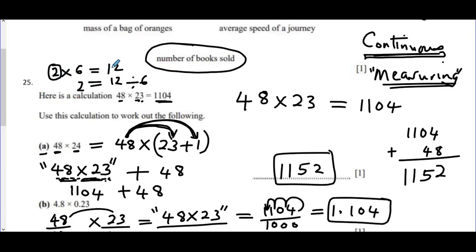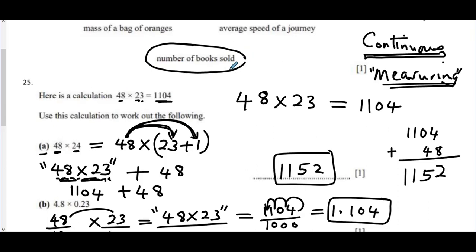Or what if I do 12 divided by 6? Sorry, 12 divided by 6 then. What if I do 12 divided by 2? 12 divided by 2 will be this answer here, okay? I think you understood the logic there. So now let us go back to my calculation, which I'm supposed to work out.